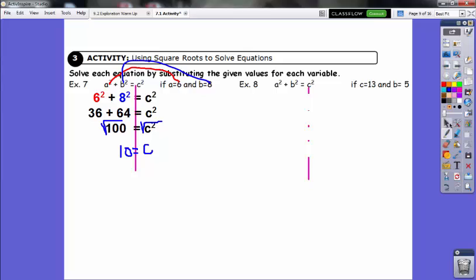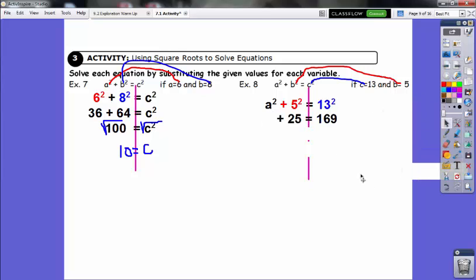Okay, example 8. If c is 13 and b is 5, and you have this equation, a squared plus b squared equals c squared. So I'll take b is 5, I'll put that 5 right there, and 13, I'll put that right there. So my equation would look like a squared plus 5 squared equals 13 squared. Well, 5 squared is 25, 13 squared is 169.